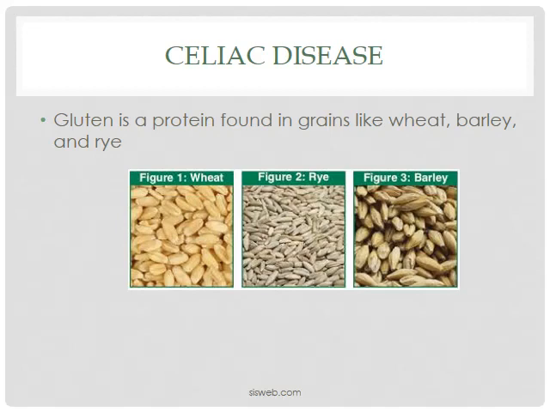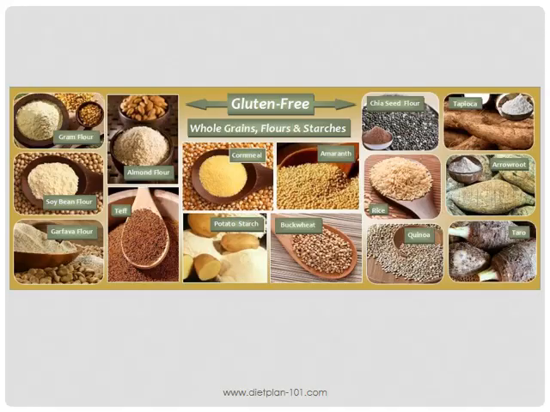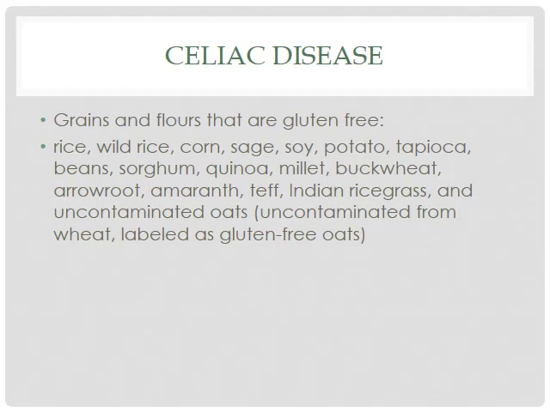Gluten is a protein. It's found in grains like wheat, barley, and rye. There are grains that are gluten-free, and here are some examples, one being almond flour, another being potato starch, and another being quinoa. Here is a list of other grains and flours that are gluten-free. And notice here uncontaminated oats. So that means oats that were not contaminated with wheat during processing. And these are labeled as gluten-free oats.